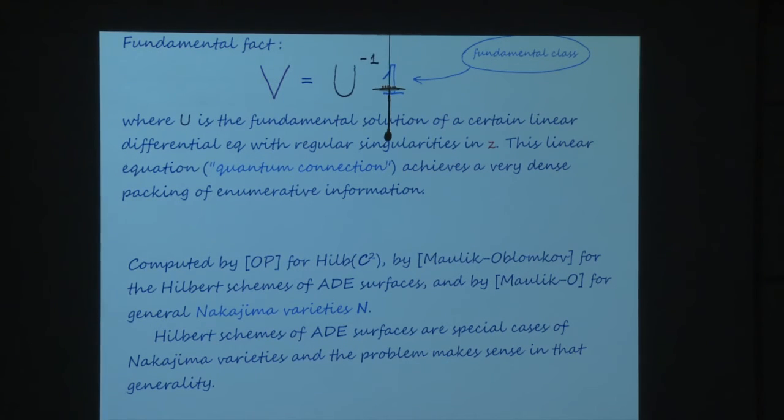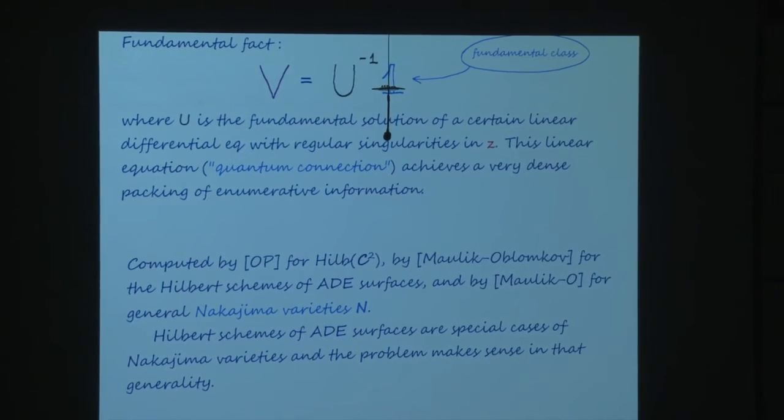But of course, the point is that the equation has a much more compact form, and it achieves a certain density. If you've ever seen any formulas for Hodge integrals, they take a long time to state. But the actual differential equation is a very compact form to store that information. And this differential equation is known as the quantum connection.